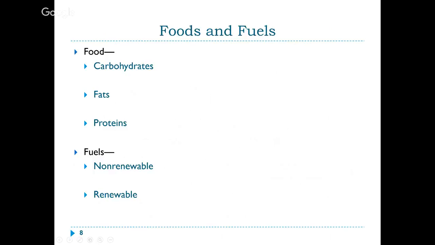So then as far as the fuels, the energy that we need to drive our cars and light up our homes, we have non-renewable and renewable sources, right? Non-renewable are your substances that we have to dig up from the ground, right? Your petroleum, oil, coal, any type of your fossil fuels, natural gas. So non-renewable means that once we use them, they're gone, right? We cannot get them back.